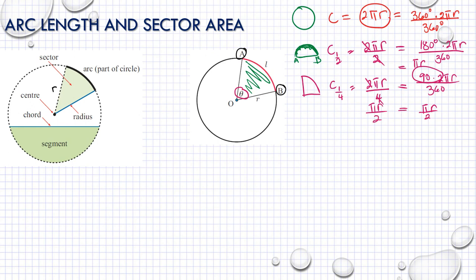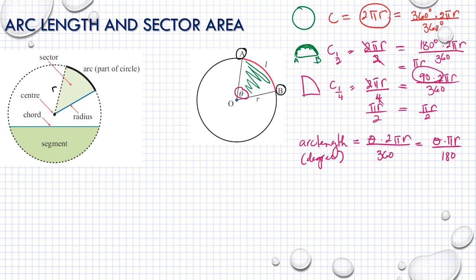Now if we generalize what we have discussed, arc length is equal to theta, you see that I used degrees here, theta multiplied by 2 pi r divided by 360 degrees, or theta multiplied by pi r divided by 180 degrees. Okay, this is for the measurement in degrees.